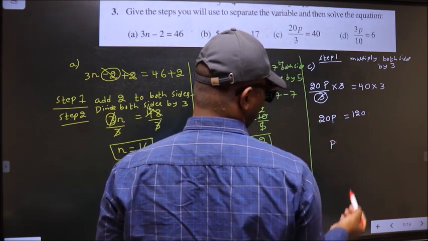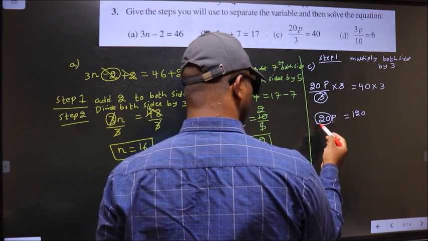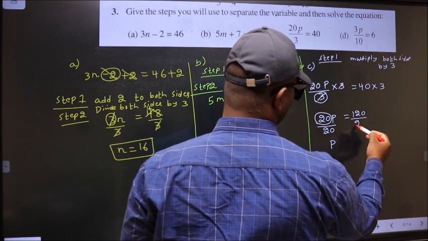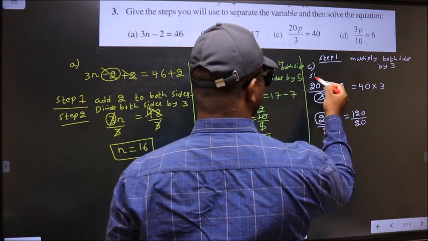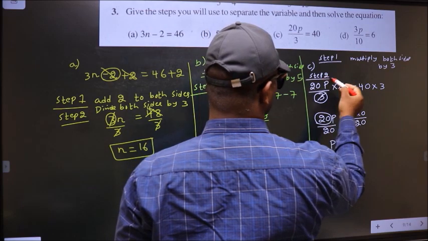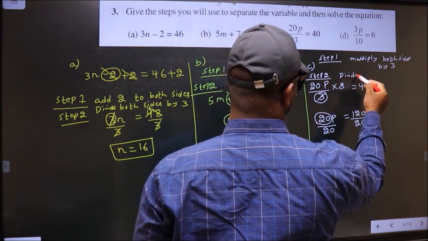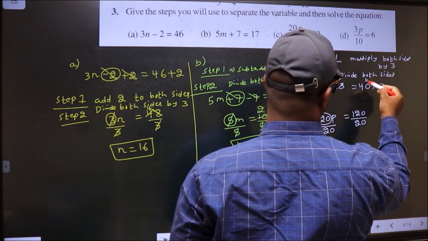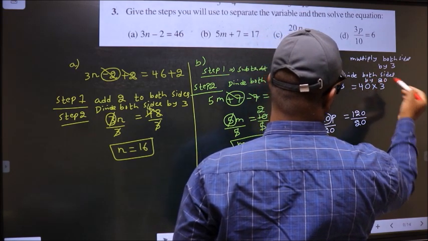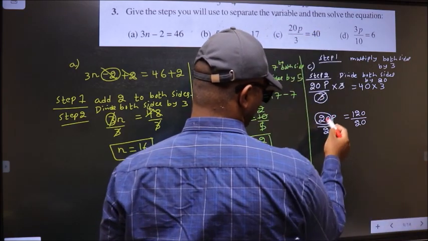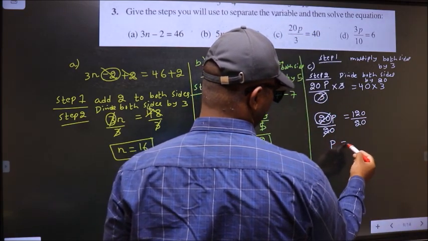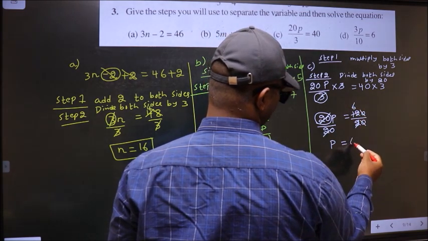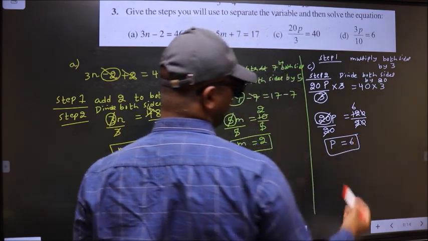Now to get p value, we should remove this 20. To remove the 20, you should divide by 20 on both sides. So our step 2 is divide both sides by 20. So this cancels out, you get p equal to, cancel the 0, then 2 ones, 2, 6. So p equal to 6 is our answer.